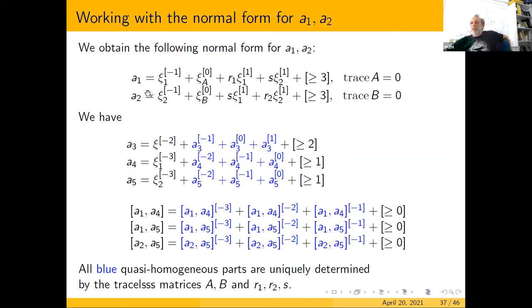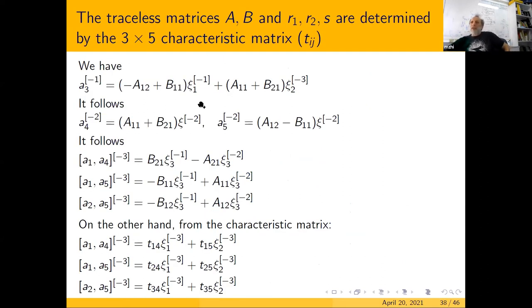We can calculate the quasi-homogeneous parts of the brackets of A1, A2, A4, A1, A5, A2, A2, A3, up to a certain degree, since here we do not know terms of quasi degree 3, here we do not know terms of homogeneous part of degree 2 and more, here 1 and more, and in the brackets A1 and 4, A1 and 5, A2 and 5. So we know everything in blue, and here up to degree 0. What does it mean? Everything in blue is defined by the matrices A and B and these three parameters, R1, R2, and S. Now we make a simple computation. This is the quasi-homogeneity part of degree minus 1.